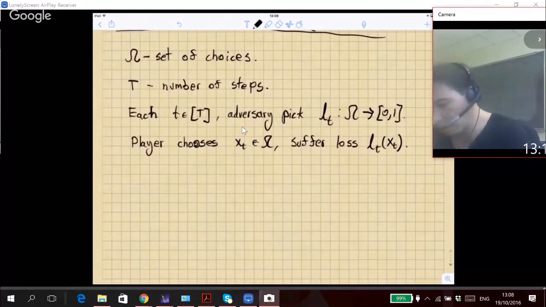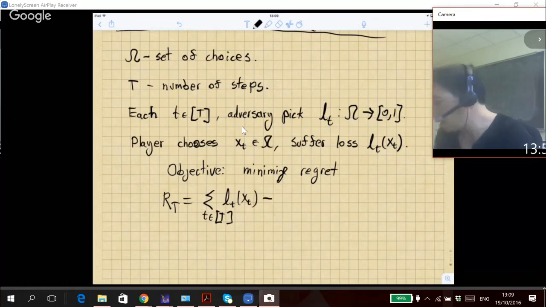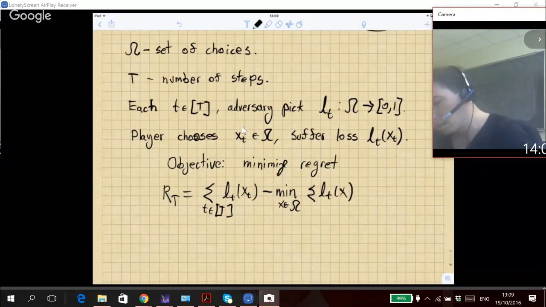Okay, and what is the objective of the player? The objective is to minimize the regret, which is defined as follows. The regret is just the accumulated loss that the player had, so the sum of all the losses in all time steps, minus the least possible loss the player could have accumulated by playing a fixed point, so the minimum over all points x in omega of the sum of the losses at that point x. So this is the regret we care about.